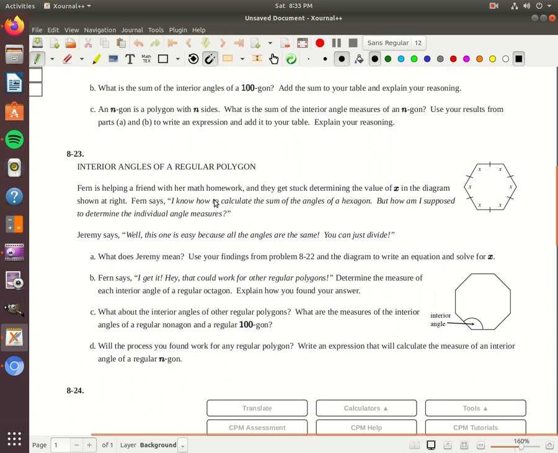Fern is helping a friend with their math homework, and they get stuck determining the value of x in the diagram shown at right. Fern says, I know how to calculate the sum of the angles of a hexagon, but how am I supposed to determine the individual angle measures?